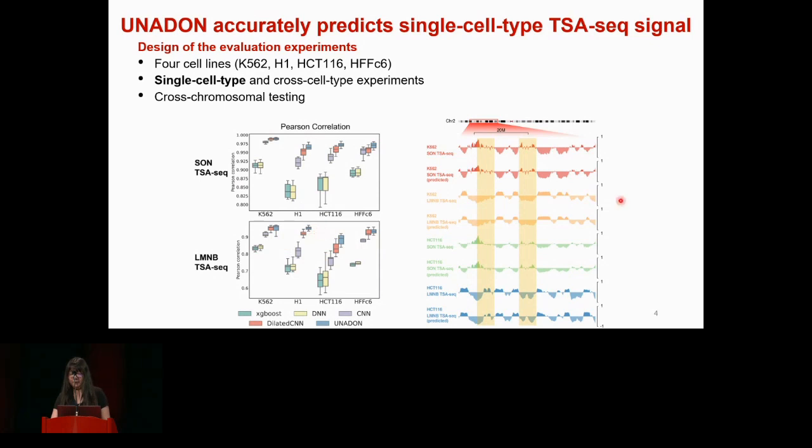And on the right, we show an example of the predicted versus actual signal tracks. As you can see, they match pretty well. The highlighted region illustrates that UNADON accurately predicts the cell type-specific patterns. And more importantly, even the small variations in structures, like the tiny peaks and valleys smaller than 1 megabase shown here, are predicted correctly.